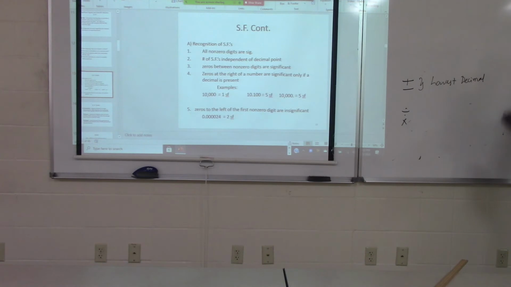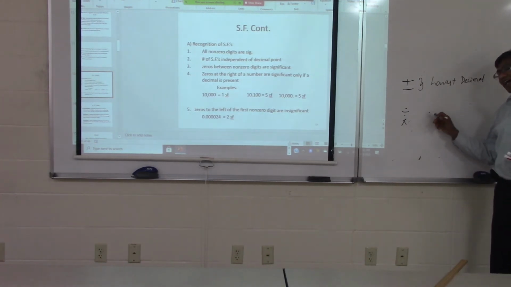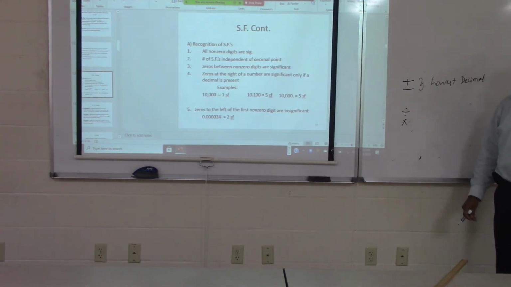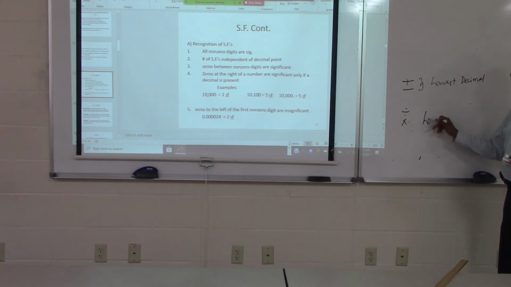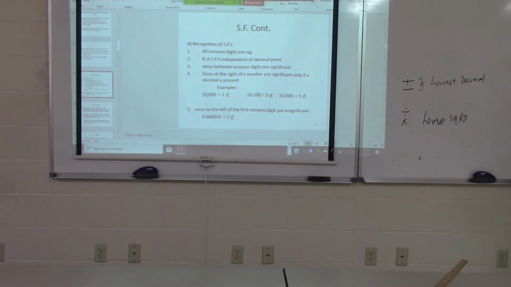When you multiply, what does the second rule say? When you divide or multiply, your final answer should be the lowest sig fig. Let me give you one example. Somebody can multiply and tell me. I want to multiply 16.52 times 7.2. Can somebody do that? You can use your calculator.